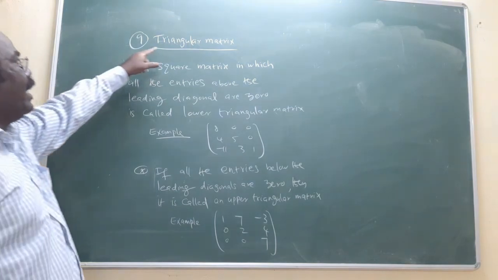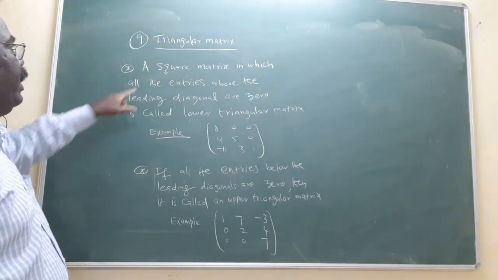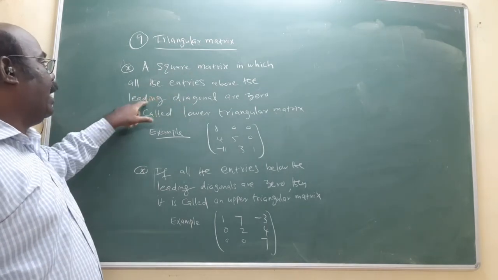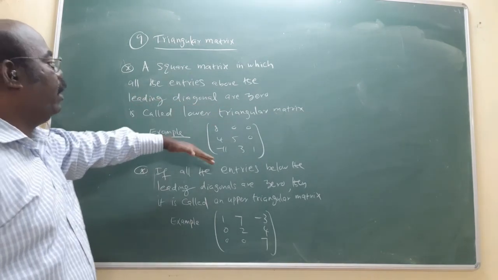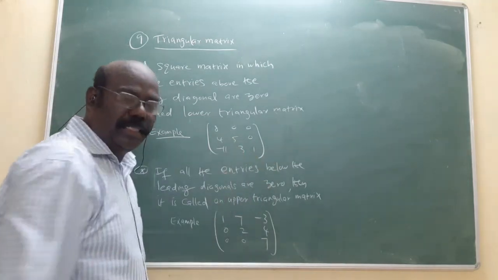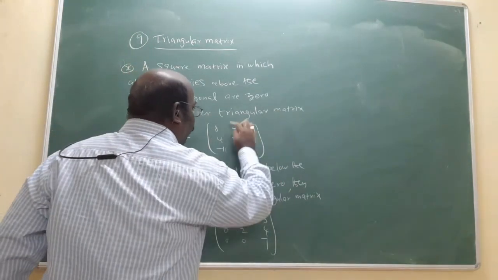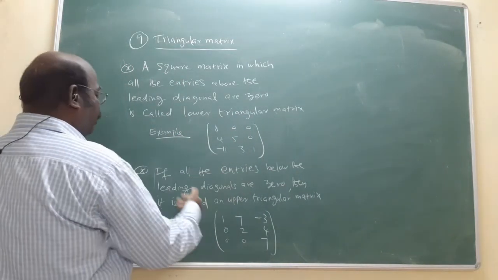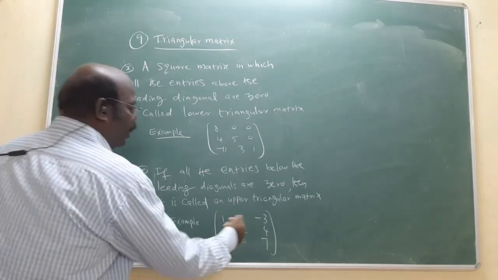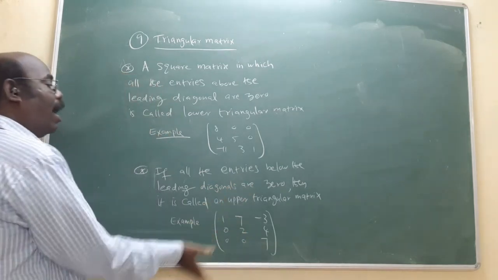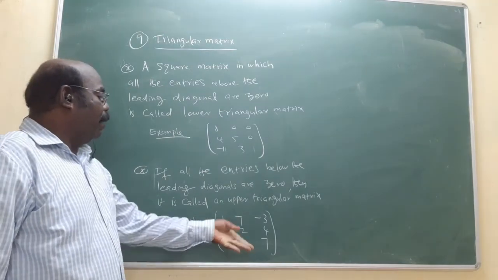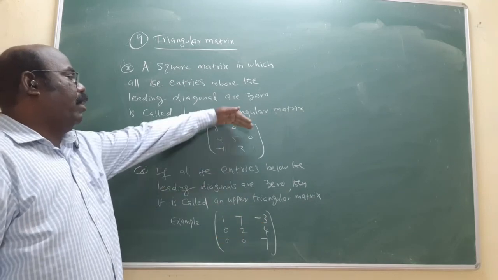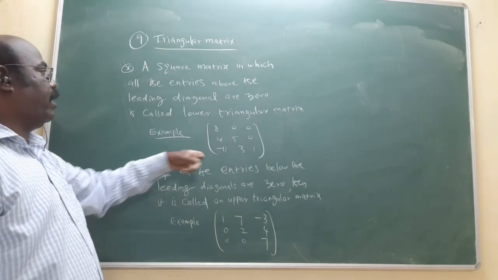And the last definition, triangular matrix. A square matrix in which all the elements above the leading diagonal are 0 is called a lower triangular matrix. This is the leading diagonal. If all the elements below the leading diagonal are 0, this is called an upper triangular matrix. The upper means so many elements are above, with 0 below. Here, 0 above and so many elements below is called a lower triangular matrix.